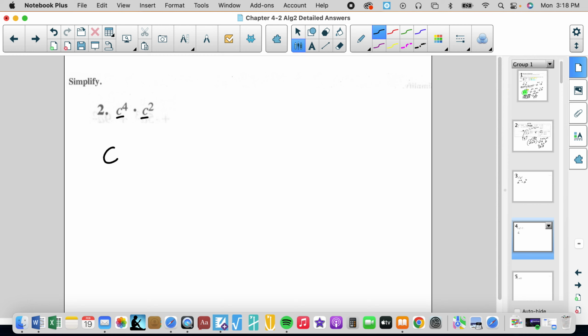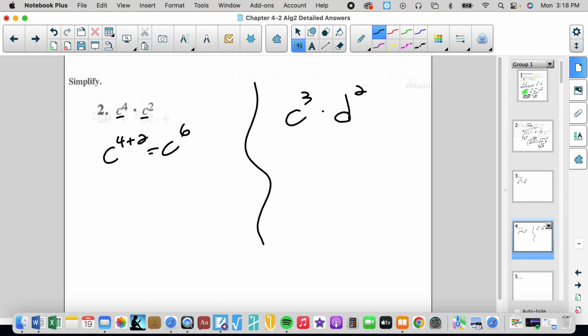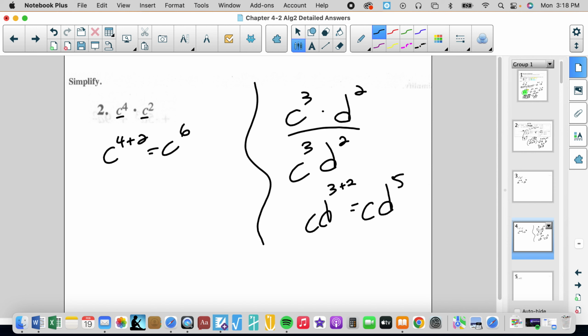So like bases must have like bases, c to the sixth. If they weren't like bases, for instance, if we have c to the third times d to the second, these are unlike. So it's just c to the third, d to the second. A lot of students will say cd to the 3 plus 2, cd to the 5, which is absolutely wrong. That's the mistake I see students making.